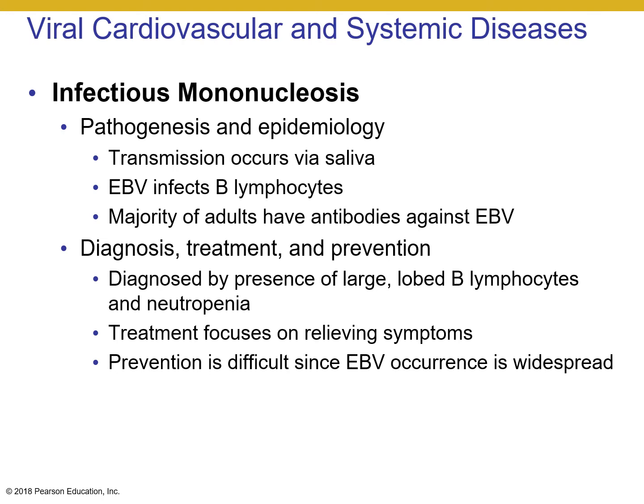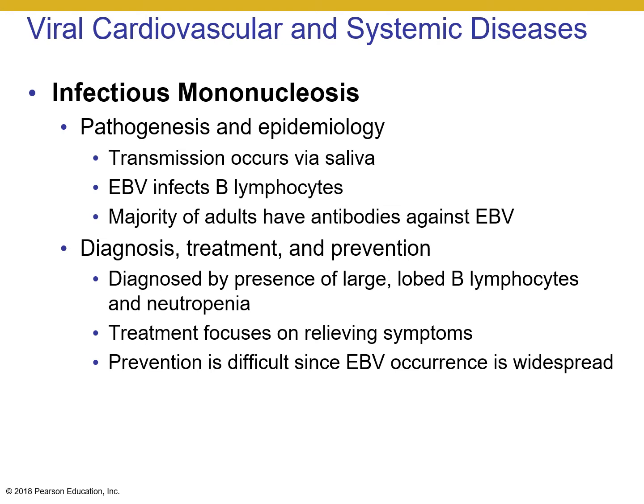So transmission is by saliva. Sometimes we call this the kissing disease, but you can also get it by sharing drinks, toothbrushes, food, eating utensils, things like that. The virus is going to invade and infect the B lymphocytes. Most of us, as I said, have been exposed to EBV and we have antibodies to EBV, and so we don't see the disease.